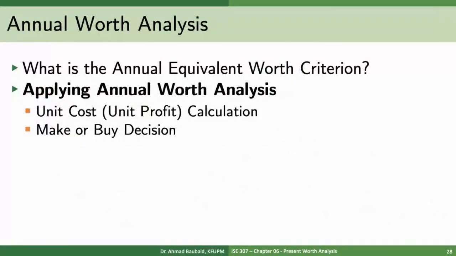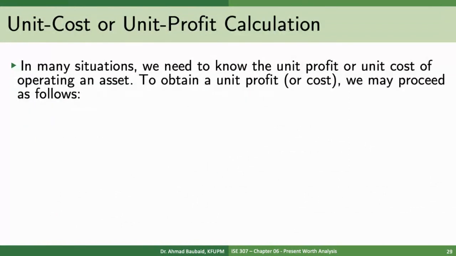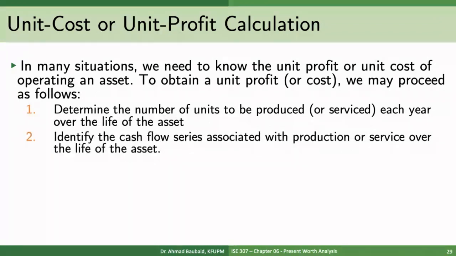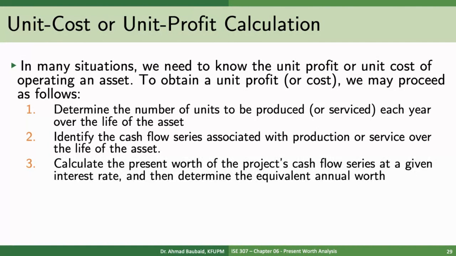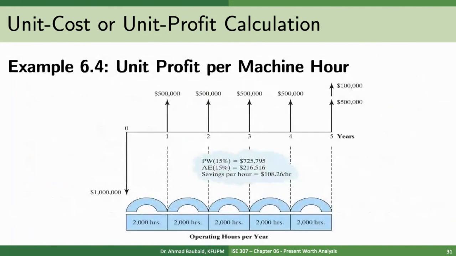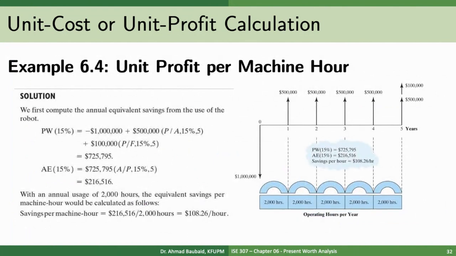I'm not going to go through these. Here we saw some applications where we do unit cost or unit profit calculations. And we said first we have to find the number of units that we want to produce over the lifetime of the asset, identify the cash flow series, compute the present worth of the project's cash flow series, and find the AE. And then we need to basically divide by the number of units. So that should be easy. The only case that maybe is worth talking about is this case here.